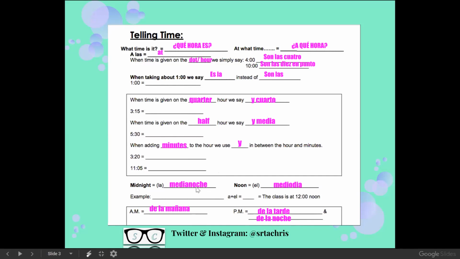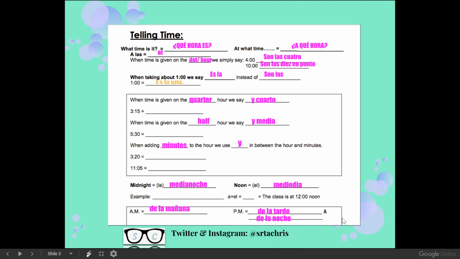Medianoche means midnight. Mediodía means noon. De la mañana is AM. De la tarde and de la noche are PM. Because there are two phrases that mean PM, I want to distinguish between the two. De la tarde is used from 12 p.m. to 6:59, so that's your afternoon window. And from 7 p.m. onward is the nighttime, de la noche. Noche is night, mañana is morning.